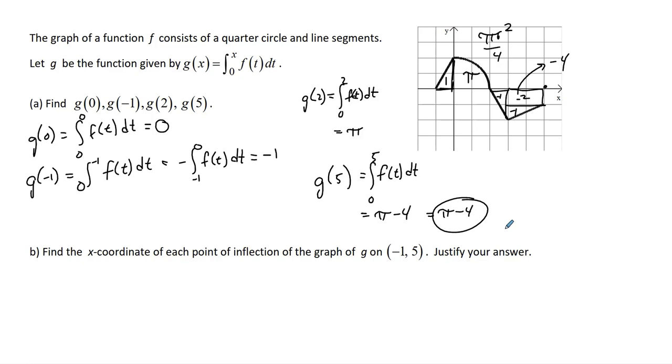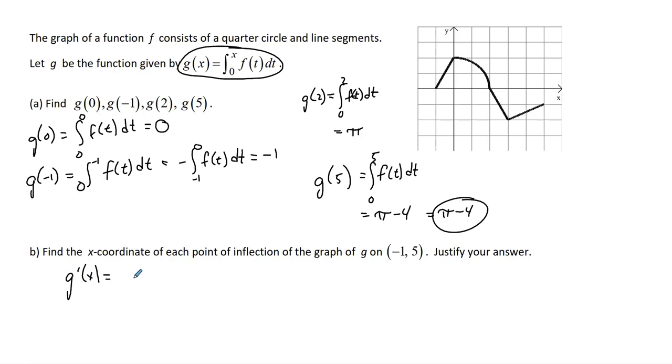Okay. Find the x-coordinate of each point of inflection on the graph of g on negative 1 to 5, and then justify your answer. Okay, let's do that. What do I need to do? For a point of inflection, I need to find the second derivative. If this is the original function, then g prime of x is going to be equal to f of x. Remember, I have to plug that x in and then multiply by 1. So that means g double prime of x is equal to f prime of x, the first derivative there.